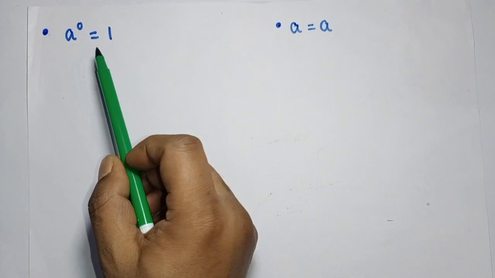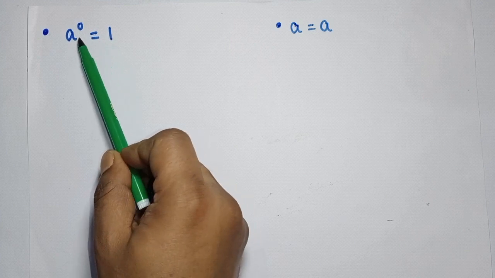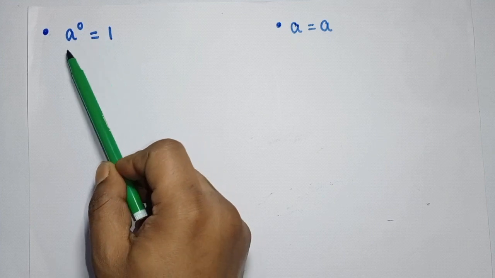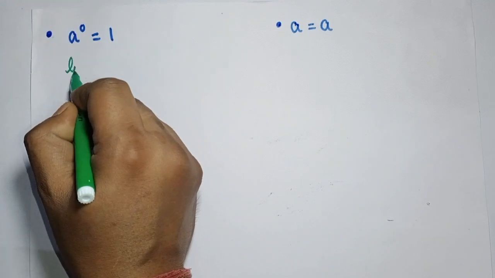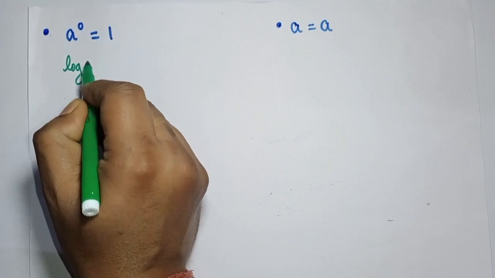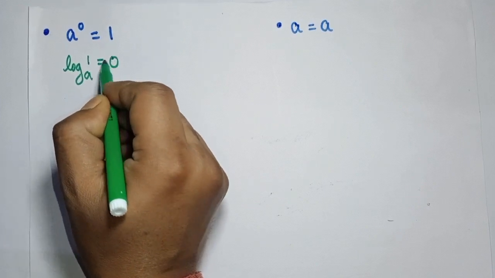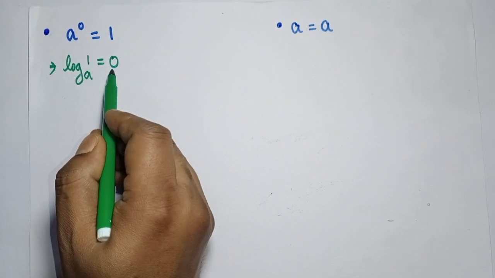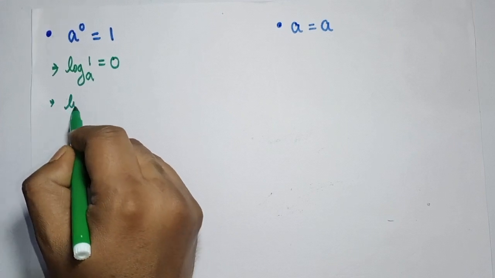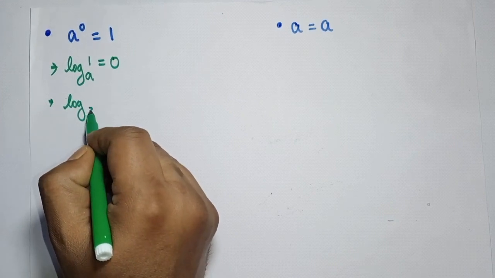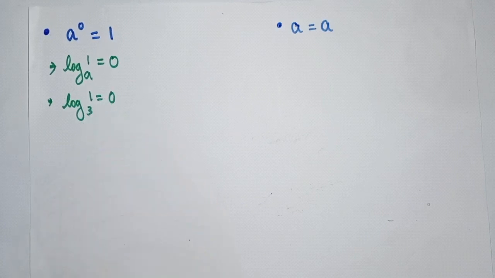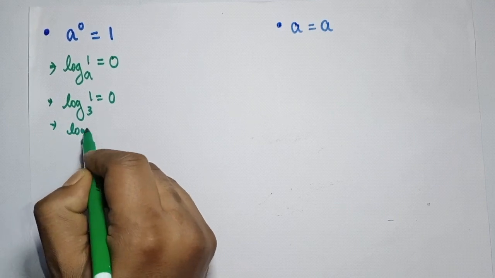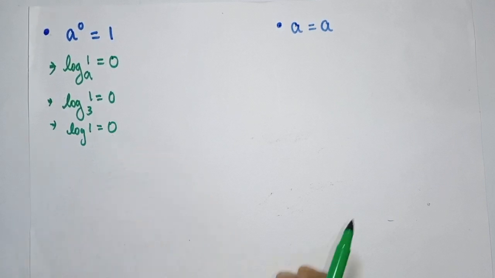You can see here that a to the 0 equals 1, as you know this from indices. E to the 0 equals 1. So anything to the power 0 is 1. How can we write this in logarithm? Log base a of 1 equals 0. So whenever there is log 1, it will always be 0. Suppose I have any base, it can be 3, log 1, the value will be 0. So log 1 is always 0.